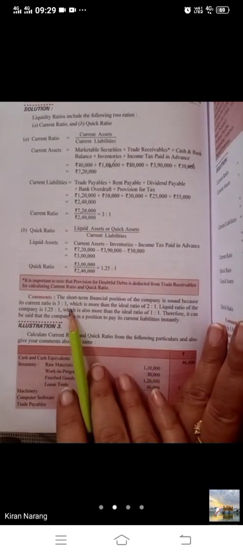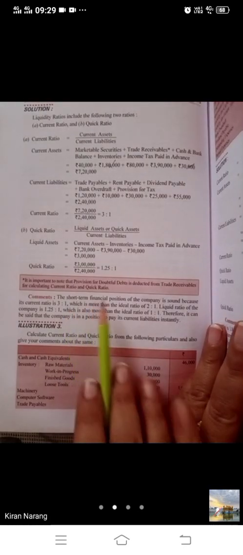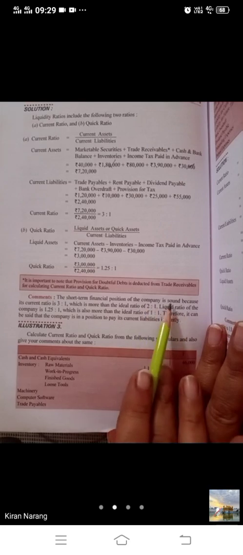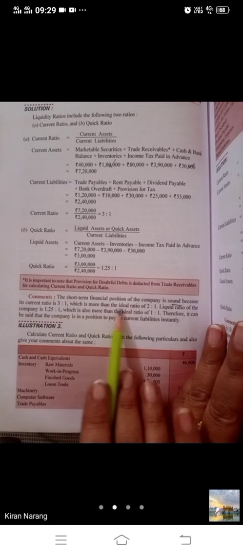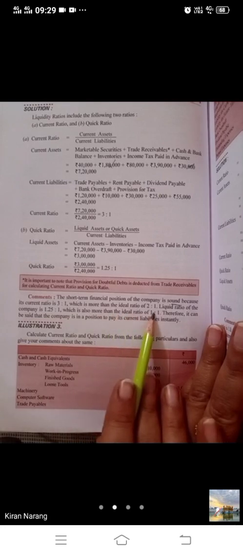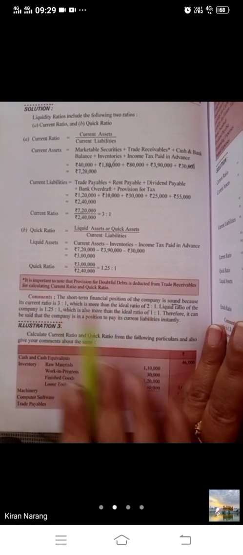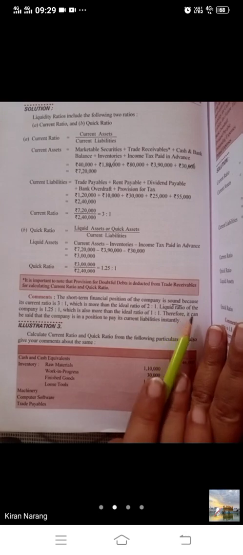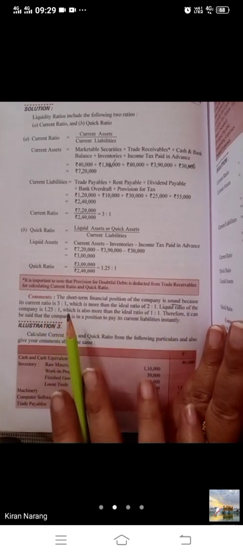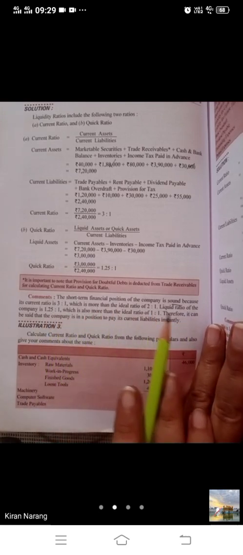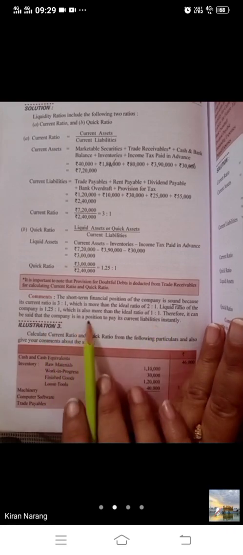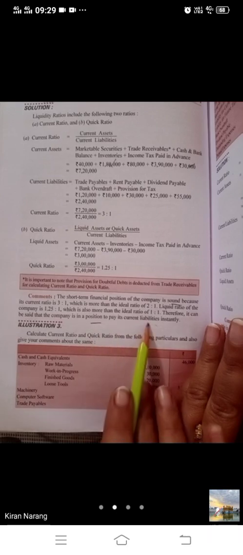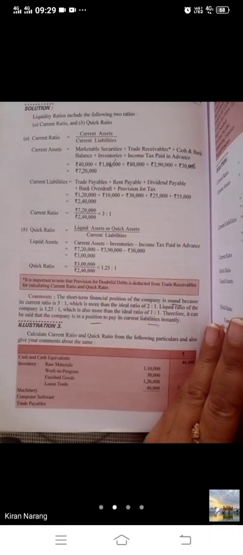Then how will we write the comments? The short term financial position of the company is sound because its current ratio is 3:1, which is more than the ideal ratio 2:1. More than the ideal ratio, so this company is very sound. And the liquidity ratio of the company is 1.25:1, which is also more than the ideal ratio 1:1. Therefore it can be said that the company is in a position to pay its current liabilities instantly.